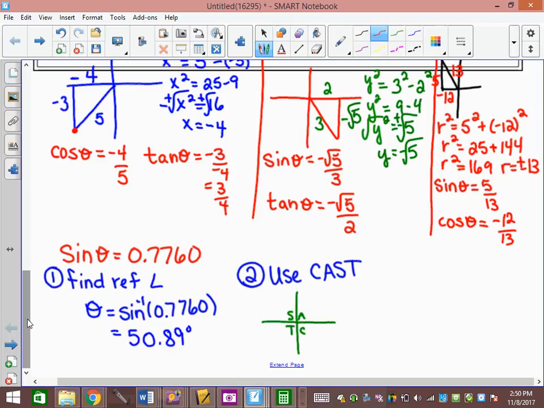So we use the sign of the original question to decide where our arms are. So this is sine what? Sine positive 0.7760. So I'm going to go in the positive quadrants for sine, which is here and here. Step 3, use your reference angle to get the answers.